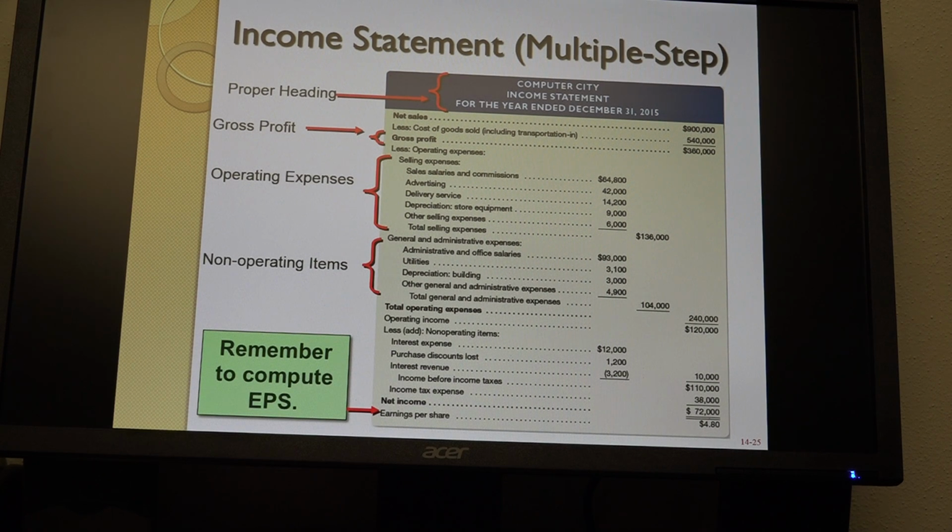So the main thing out of there is net sales minus cost of goods sold equals gross profit. And then you take gross profit, and from that you subtract selling and administrative expenses to come up with total operating income. And then if you have other non-operating items, you deduct those to come up with net income.